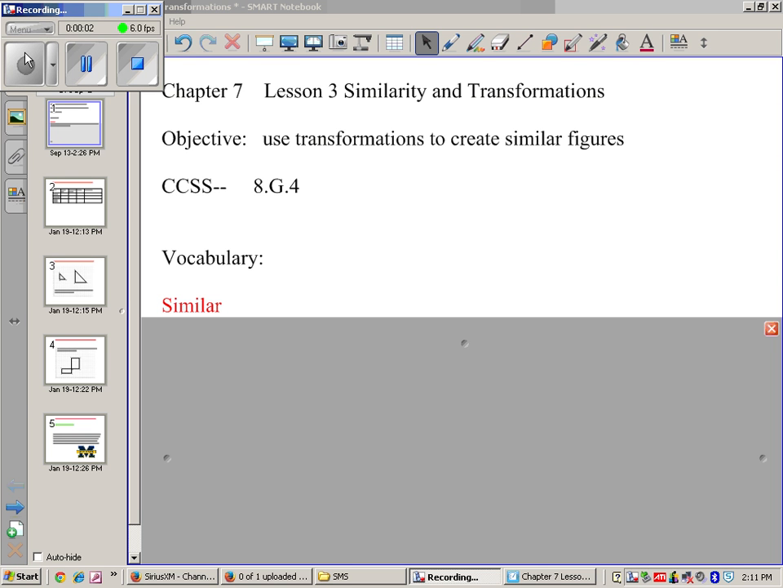Okay, welcome to Chapter 7, Lesson 3, Similarity and Transformations. The learning target or objective for this one is to use transformations to create similar figures. We do have one vocab word for this lesson.